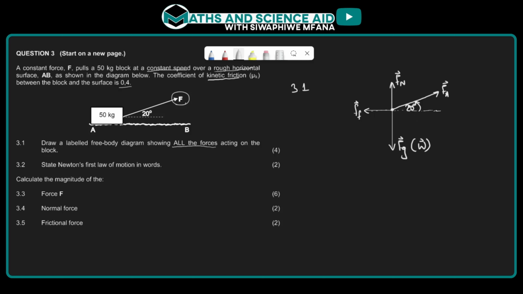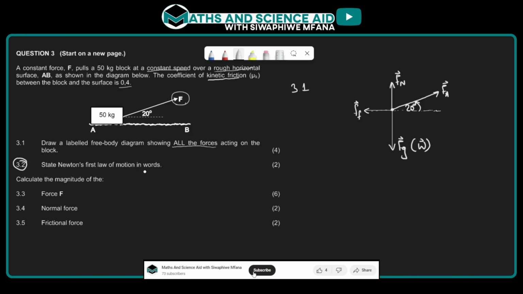And here they are simply asking us to state Newton's first law of motion in words. And I trust that you can manage to do this, right? If you are unsure, you can just check it from your notes or textbook. But of course, the most important thing is to make sure that you understand exactly what this law is saying or what it is about. So for now, we can move on to the more interesting question, which is 3.3.